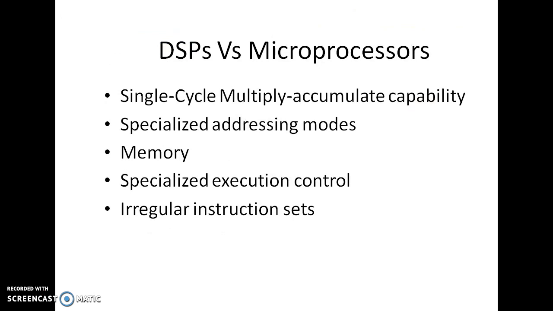The significance of using a DSP processor, compared with a microprocessor, is that it has single cycle multiply accumulate capability. It can perform the convolution operation that we do in DSP algorithms. What we do in DSP algorithms is done in a single cycle multiply accumulate unit. It also has specialized addressing modes, memory and execution control, like that.